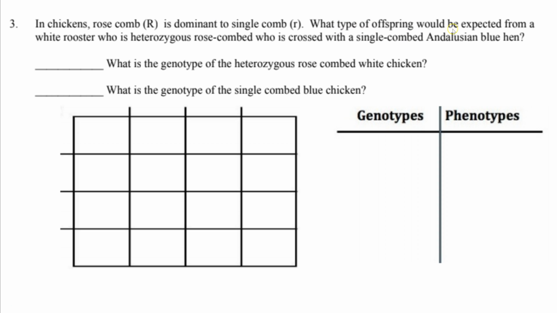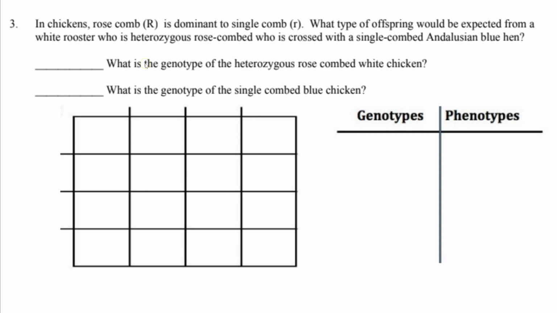It says, what type of offspring would be expected from a white rooster? So that comes from your previous problems. Remember, WW is white, BB is black, and then BW is blue. So a white rooster who is heterozygous rose-combed, who is crossed with a single comb Andalusian blue.